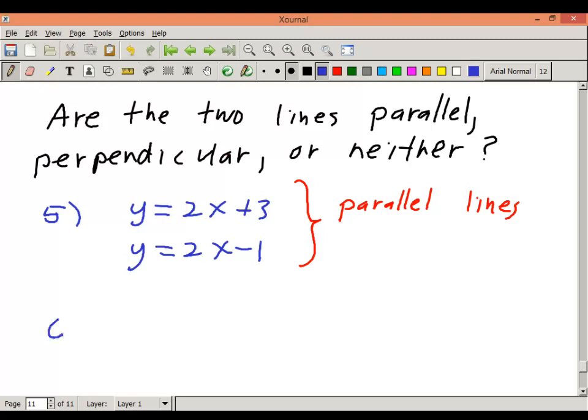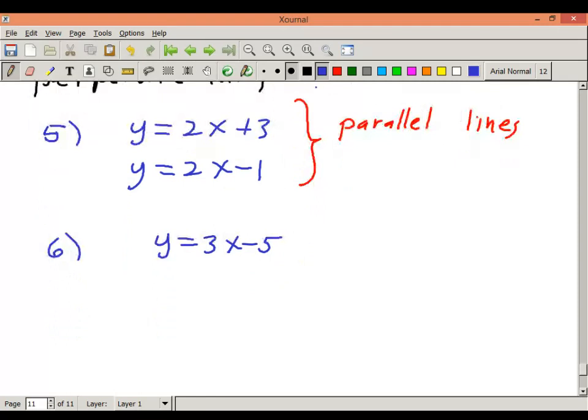Okay, going to number 6 then. One equation is y equals 3x minus 5. Another equation is 6x minus 2y equals 10. Well, it's hard to know right now, so what we have to do is put that second equation in slope-intercept form, which just means solve it for y. So I get negative 2y equals negative 6x plus 10.